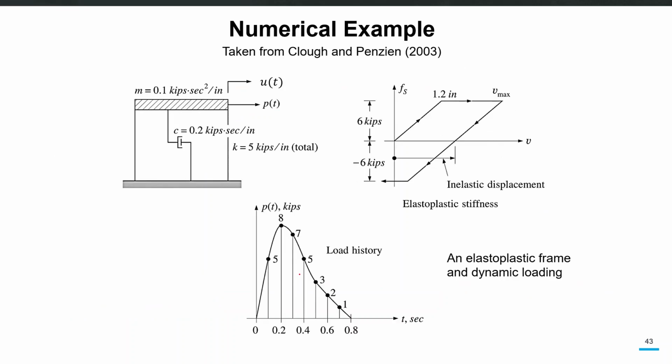So now we will see a numerical example. We will be given a single degree of freedom system, and this example is taken from the Clough and Penzien book, the same as the Duhamel integral. So we have now a single degree of freedom system with m, c and k given, and the applied loading p of t is also given, this one.